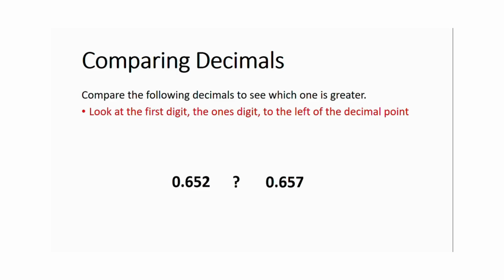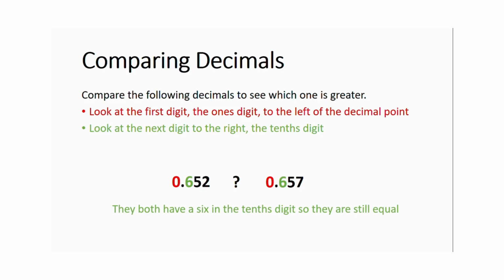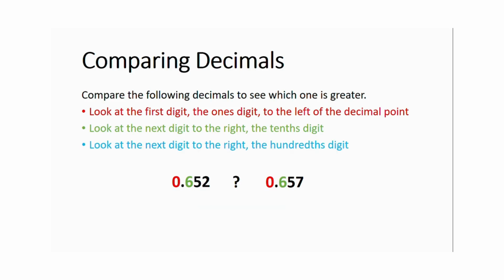First, we look at the first digit, which is the ones digit. It's to the left of the decimal point. They both have a 0 in the ones digit, so they are equal so far. Then we look at the next digit to the right, which is the tenths digit, and they both have a 6, so they're still equal. Next we look at the hundredths digit, and they both have a 5, so they're still equal.